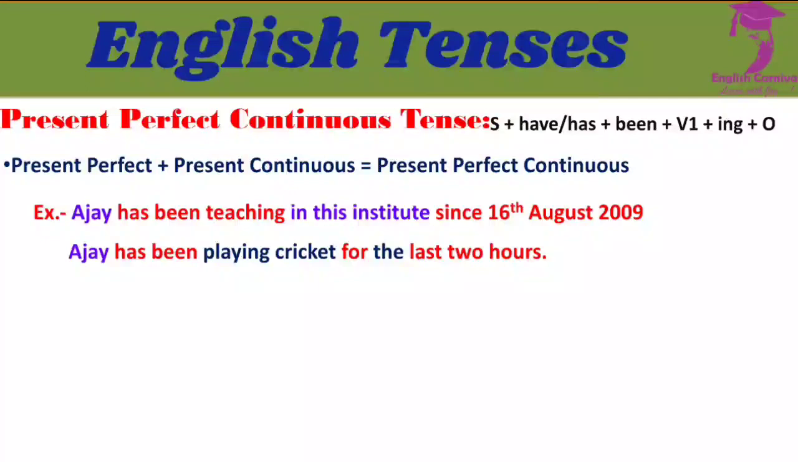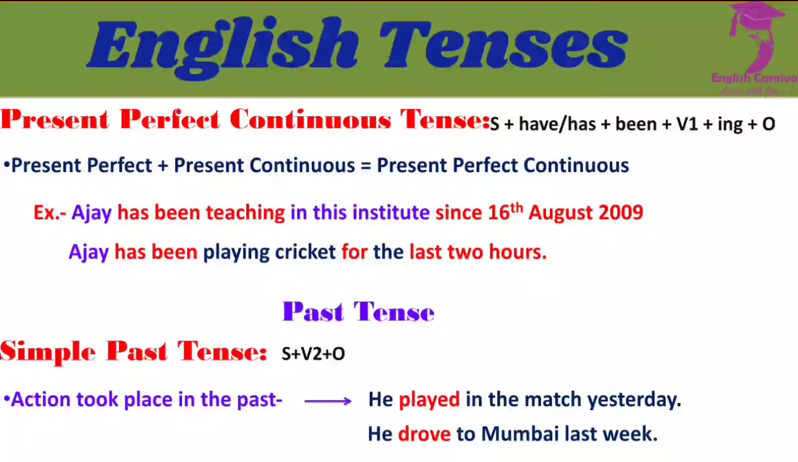Friends, after this we have the past tense where the past tense is used to refer to an action or activity or event that took place sometime in the past before the moment of speaking, or the speaker thinks that this action took place in the past. Friends, here this tense takes the structure that is subject plus second form of the verb and object.